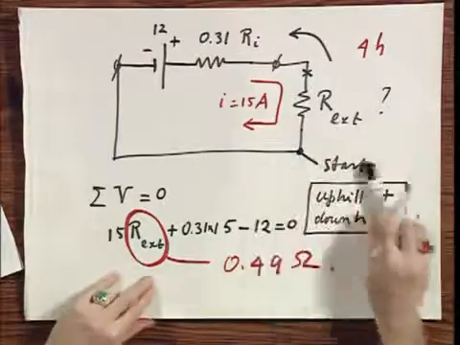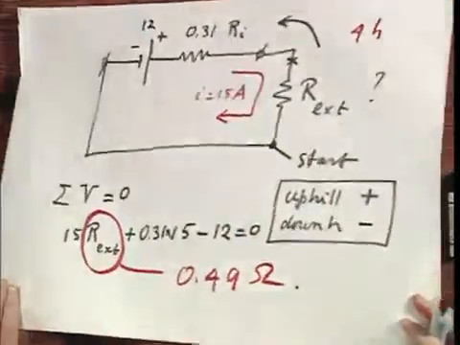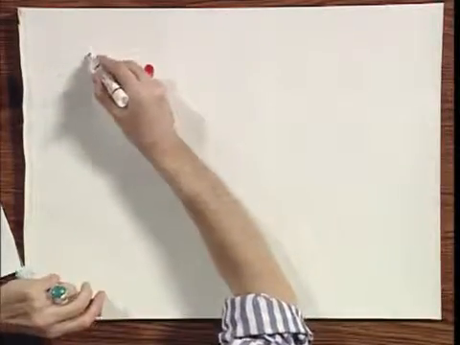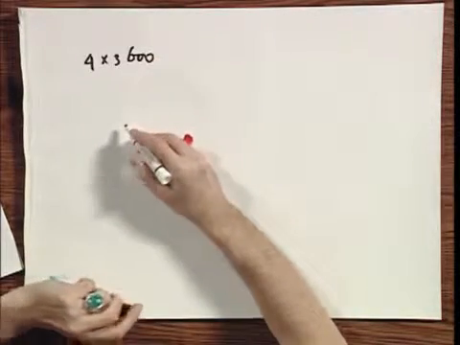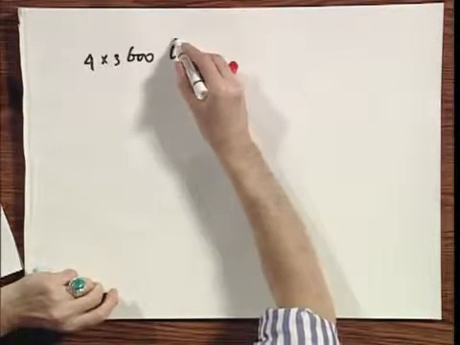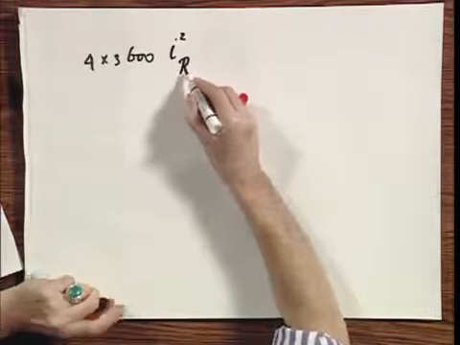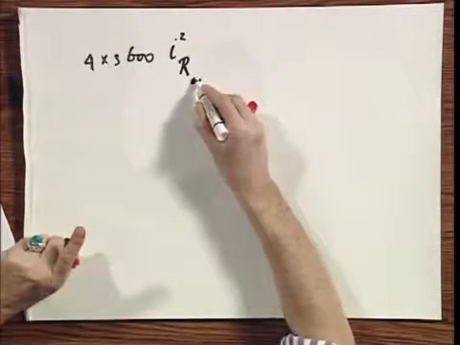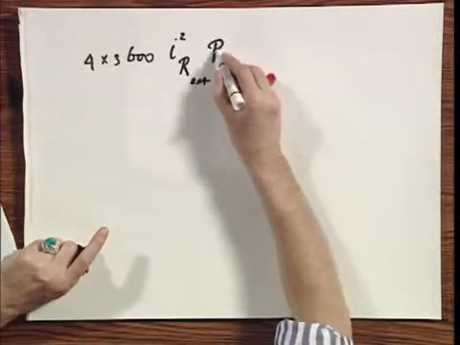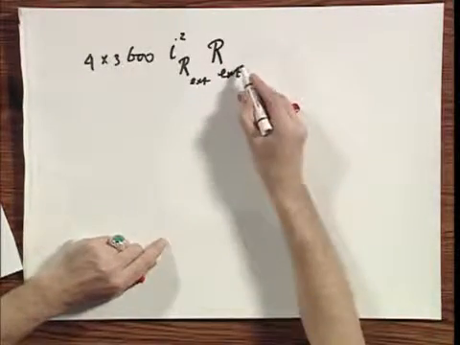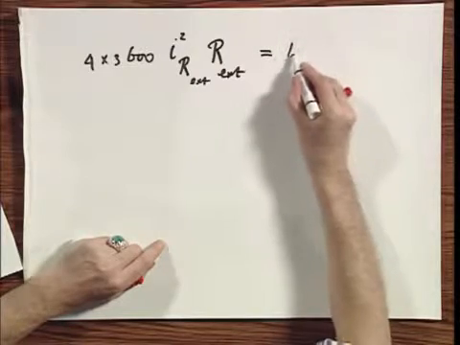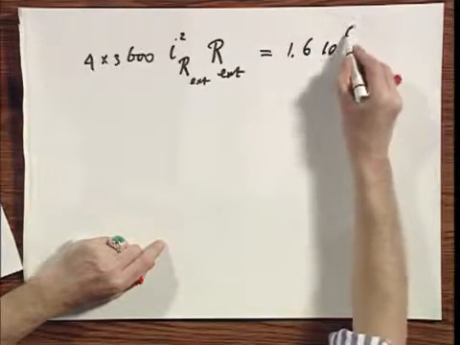And now comes the question, how much energy is supplied to this external resistor during the discharge? Well, the discharge takes 4 hours. There you go. I must multiply that by I squared R going through that external resistor times the external resistor itself. You know all numbers. And what do you find? 1.6 times 10 to the 6 joules.